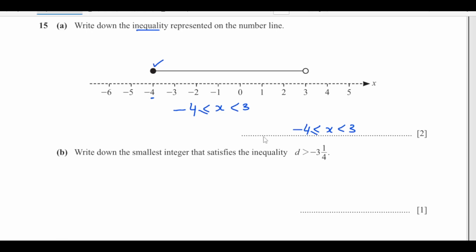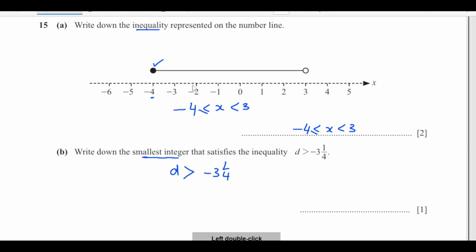Now write down the smallest integer that satisfies the inequality. It is given that d is greater than negative 3 over 4. So negative 3 over 4 is somewhere here on this side, right? He said greater than, the smallest integer. After this is negative 3 and 1 over 4, and the nearest integer is negative 3. So answer is negative 3.